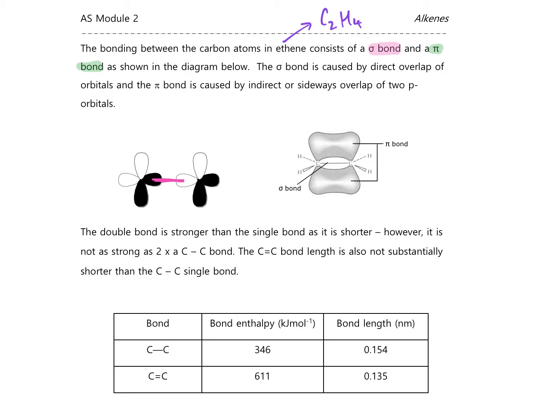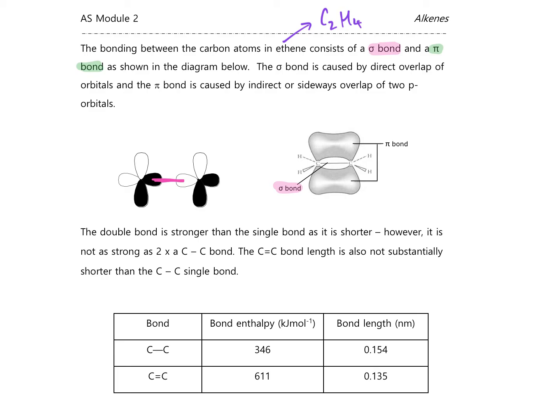So these two orbitals will be able to overlap directly, and that causes the sigma bond that you can see in the diagram on the right. And the sigma bond is a lot stronger than the pi bond, because it's caused by the direct overlap of orbitals. So you can see there it's drawn as kind of a full bond.